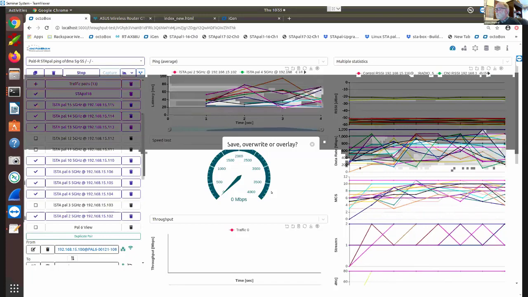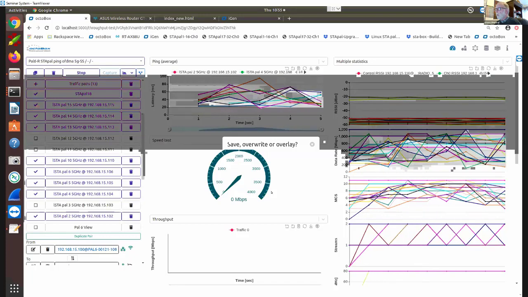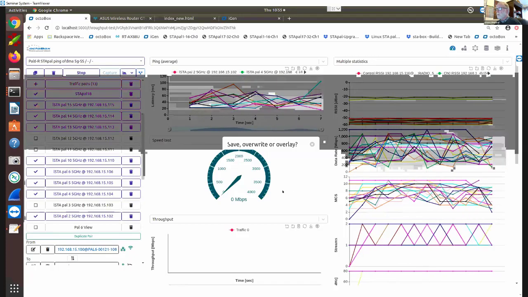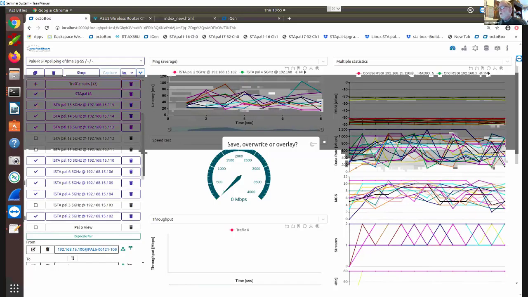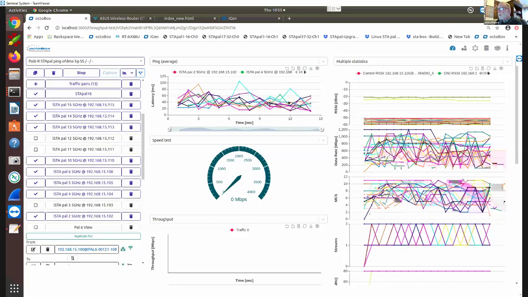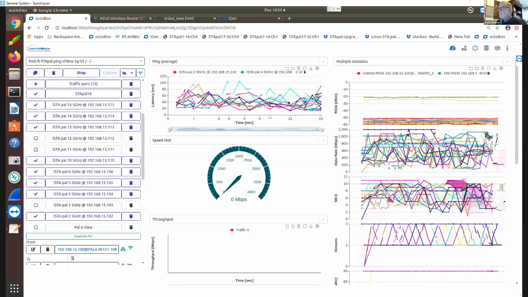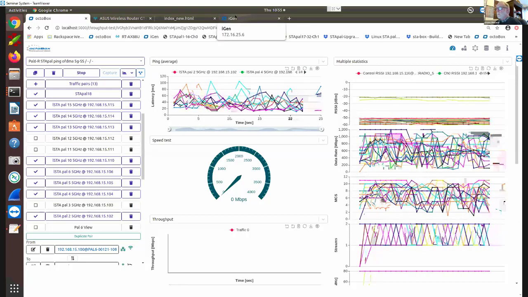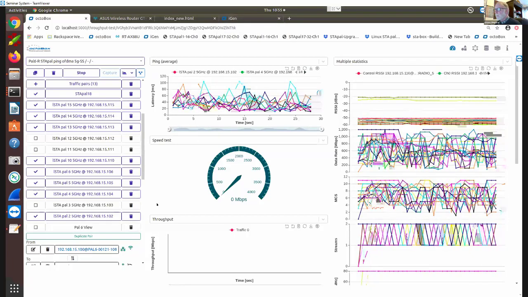Here we see the results in the top window of the round trip delay for all of the stay pals that we've got connected. So we're looking at, you know, 60 or 100 milliseconds of round trip delay.